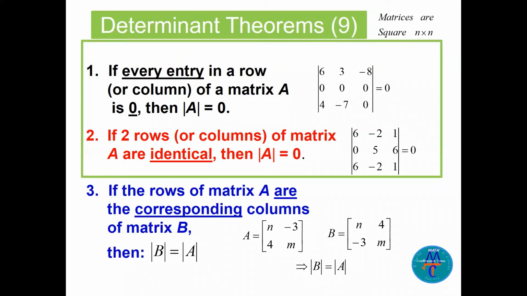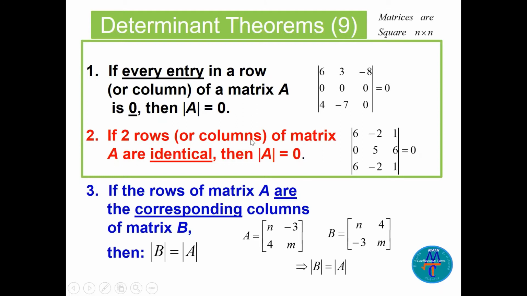Now, here we have 9 determinant theorems to help you evaluate the determinant easily. I will go one by one. Number 1, if every entry in a row or column of a matrix A is 0, remember every entry, then the whole determinant is 0. That's so simple. An example: 6, 3, minus 8, 0, 0, 0, 4, minus 7, 0. The determinant will be 0, because if you choose row 2 and expand to find the determinant, you will get 0. Please, you can review lecture 35 to understand the method.